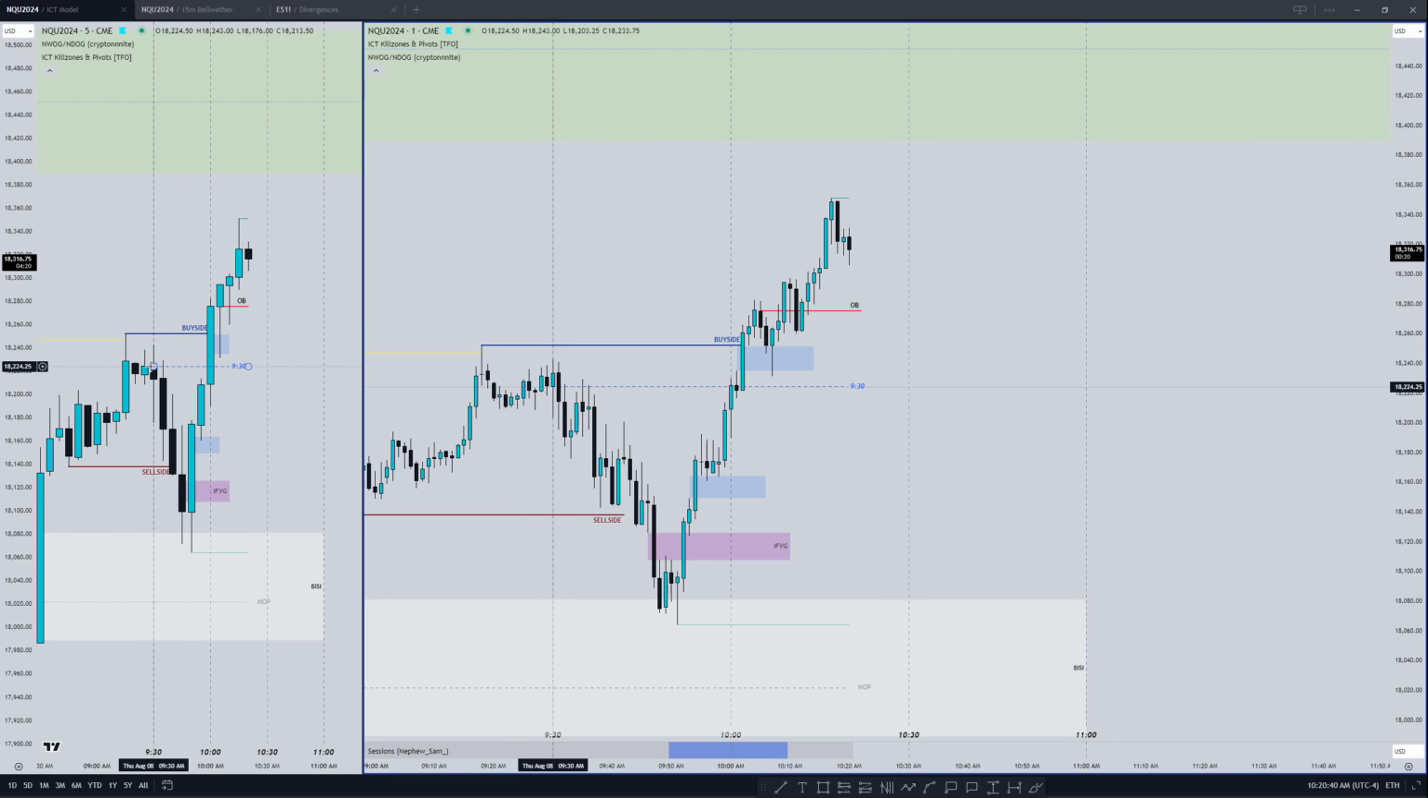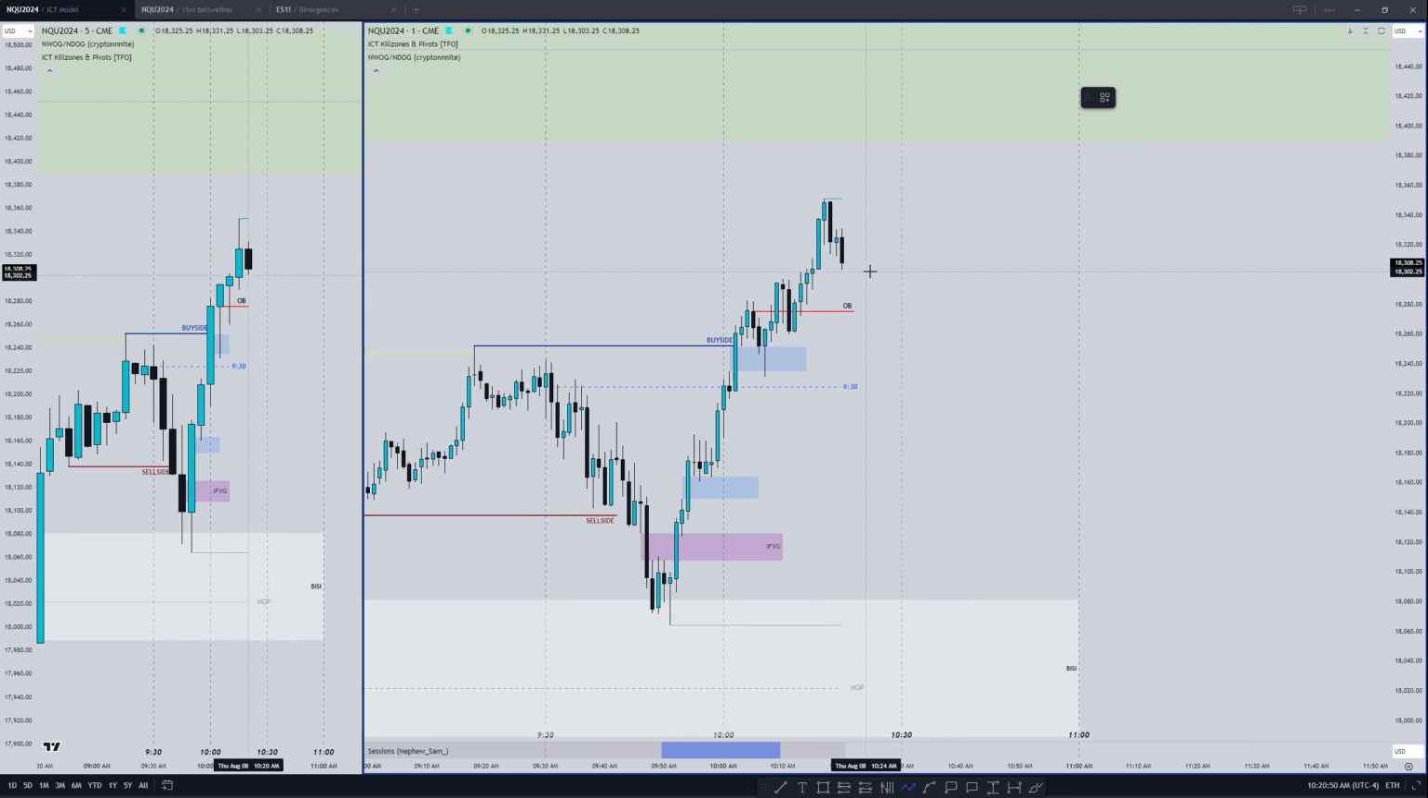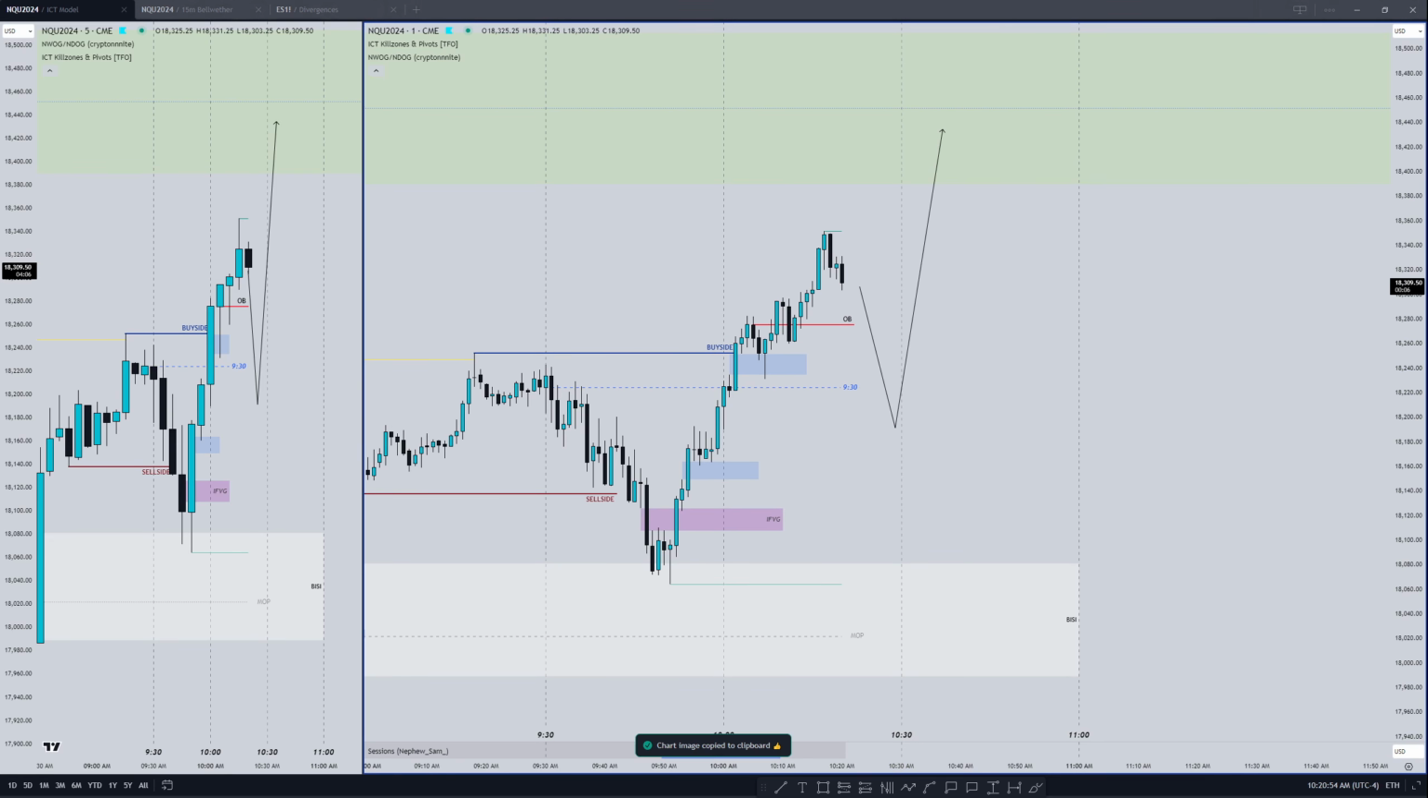So the 9:30 opening candle, and then this inefficiency that lines up right below it, or right above it, right in there. So I think it's possible we could retrace into this low resistance first, and then come back and put in a new high. Let me screenshot this really quickly.